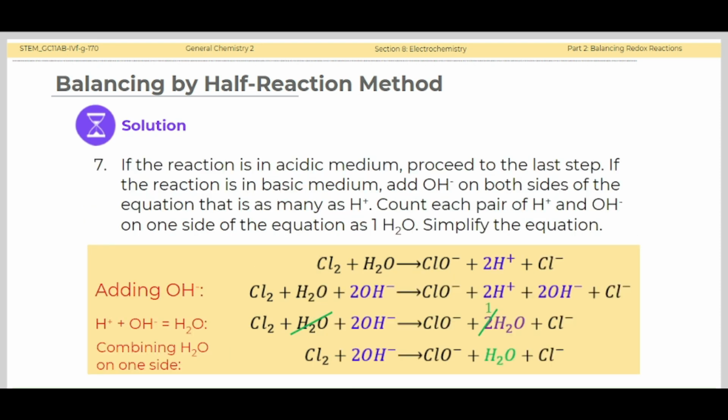If the reaction is in acidic medium, proceed to the last step. If the reaction is in basic medium, add 1 hydroxide ion on both sides of the equation for every 1 hydrogen ion. Count each pair of hydrogen and hydroxide on the same side of the equation as 1 water molecule. Simplify the equation. The redox reaction in step 6 has 2 hydrogen ions. Since the reaction is in basic medium, we need to add 2 hydroxide ions on both sides of the equation. The 2 pairs of hydrogen and hydroxide ions are equivalent to 2 water molecules.